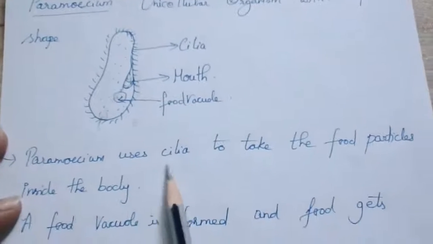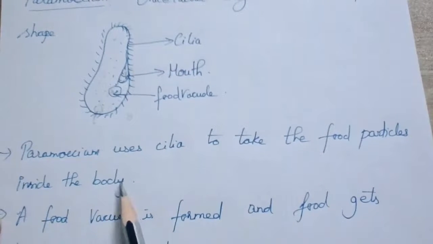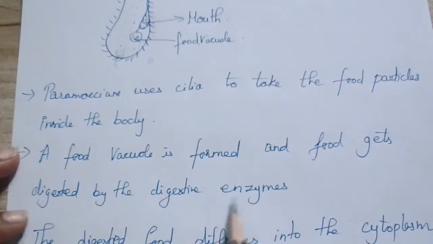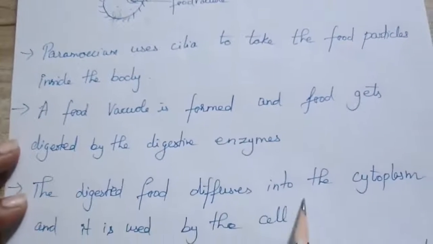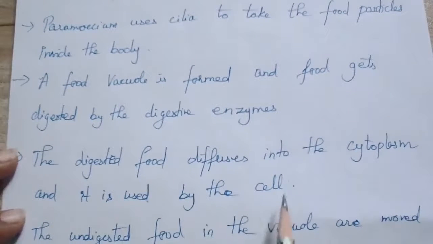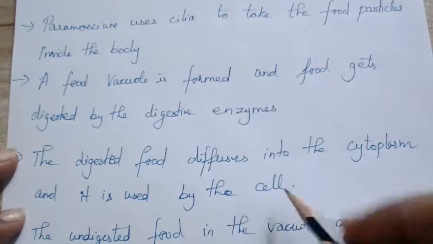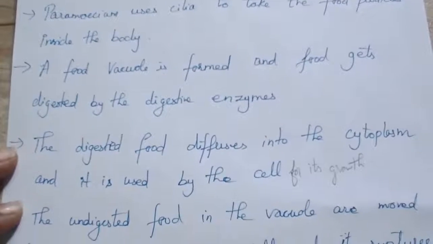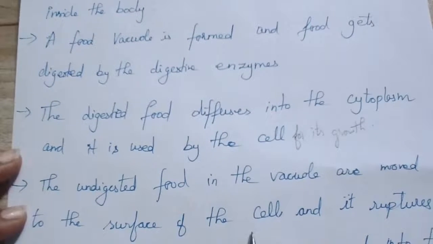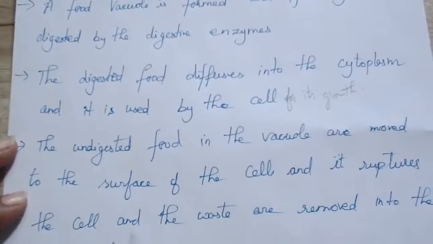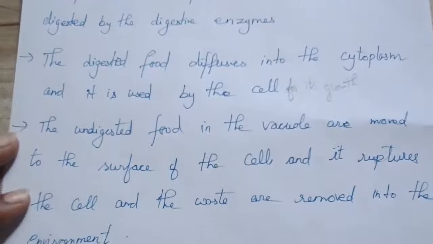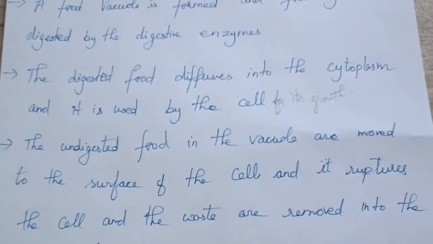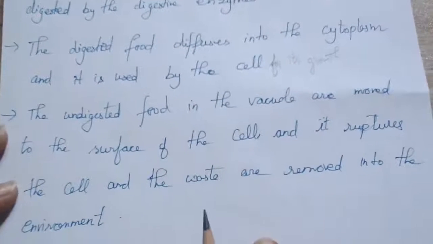Paramecium uses cilia to take the food particles inside the body. The food vacuole is formed and the food gets digested by the digestive enzymes. The digested food diffuses into the cytoplasm and is used by the cell for its growth or for its need. The undigested food in the vacuole is moved to the surface of the cell and it ruptures the cell, and the waste is removed into the surrounding environment. Paramecium mostly lives in water, so it will be ejected into the water. Okay, clear on this?